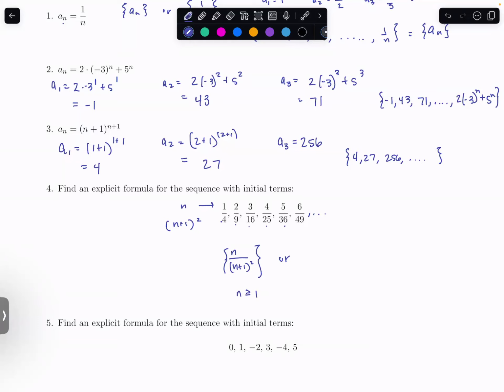Or you could do n minus 1 on the top and then n squared on the bottom, as long as your n started at 2. So either one works here. A sub n, I like the first one better: n over n plus 1 squared.